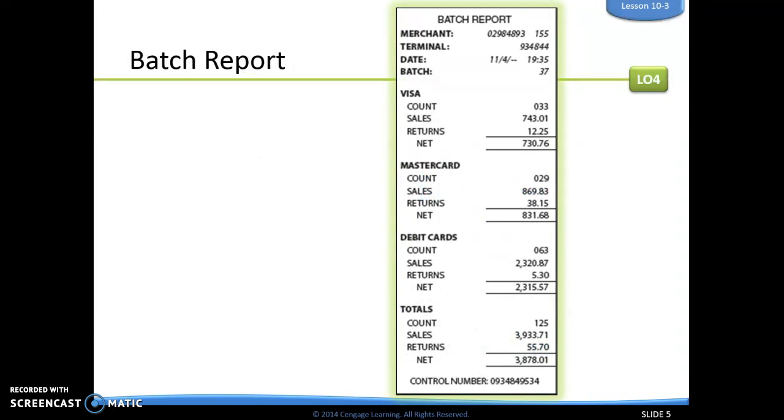So here is the example of the actual batch report. Just like on that terminal summary, we see the Visa count, we see the sales, and here they actually show us the returns too from Visa cards.